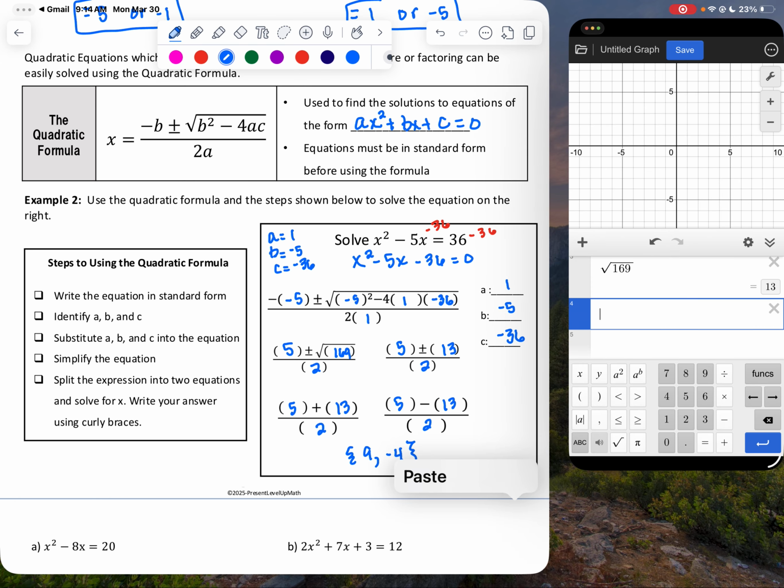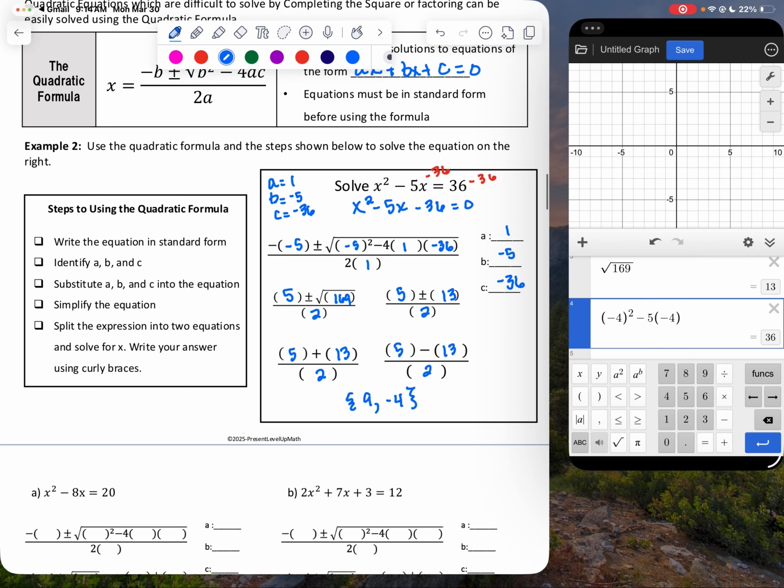Now, to check your solution, I'm going to go back to my original equation, x squared minus 5x equals 36. I'm going to put 9 squared, minus 5 times 9, and that equals 36. Now I want to see if negative 4 is a solution. So delete the 9 and put negative 4. And sure enough, that also equals 36. So we know we have found our true solution here. 9 and negative 4 both make this equation true.